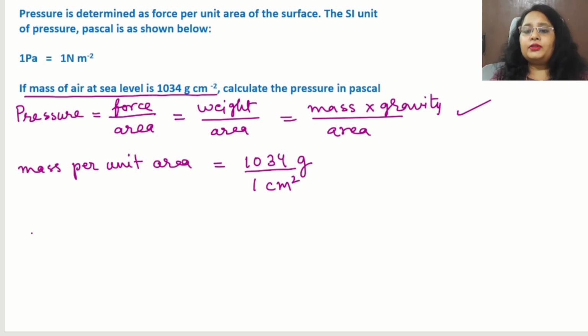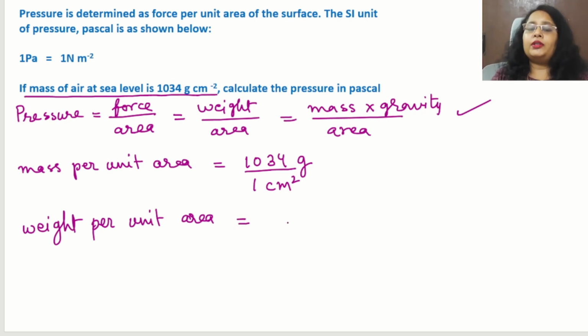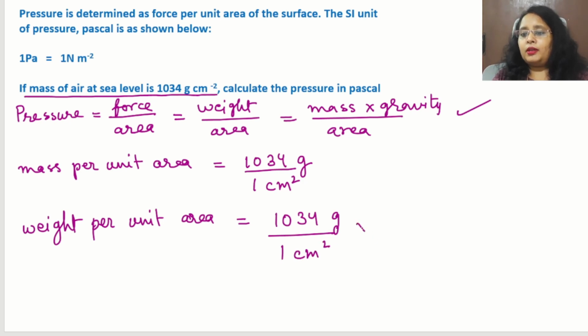So the weight per unit area should be mass per unit area into gravity. It should be 1034 gram per 1 centimeter square into 9.8 meter per second square. That is the value of gravity.